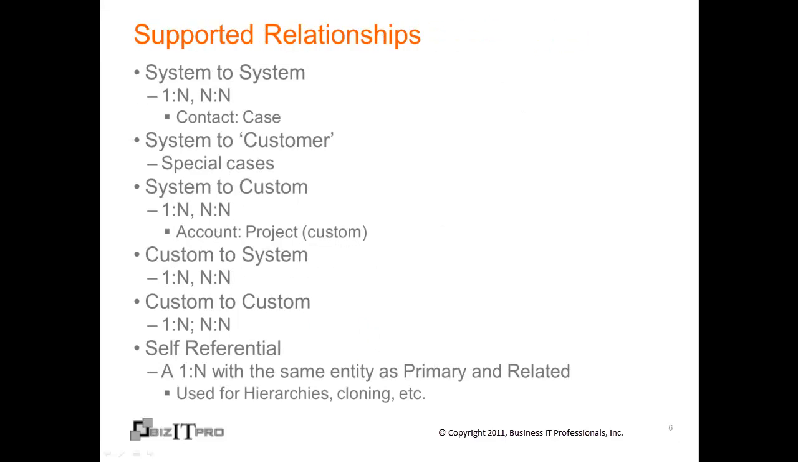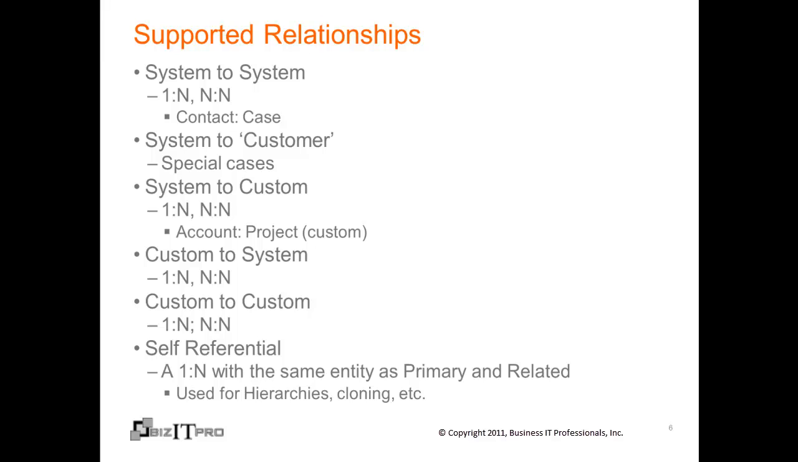So let's take a moment to discuss supported relationships in Dynamics CRM. We can have a relationship between two system entities, in other words, out-of-the-box entities such as account and contact. That would be a system-to-system relationship. There are a number of system-to-system relationships involving account and contact. For instance, the parent company field on a contact is a many-to-one between the contact and the account. However, the primary contact is exactly the opposite, where the contact is the primary and account is the secondary.